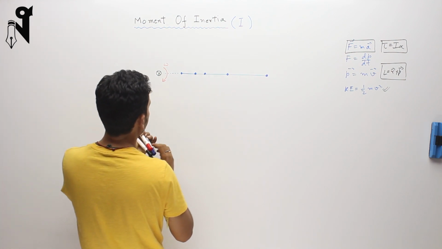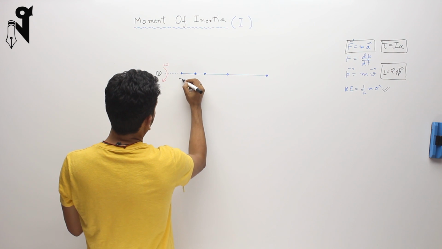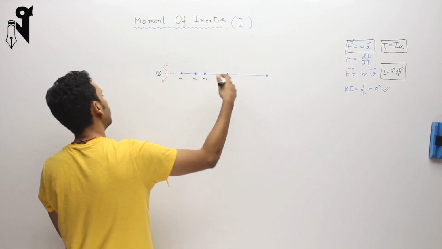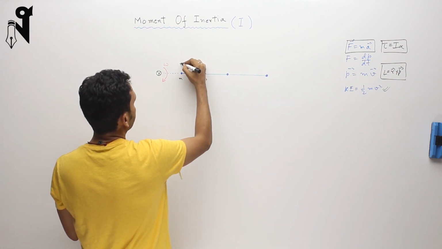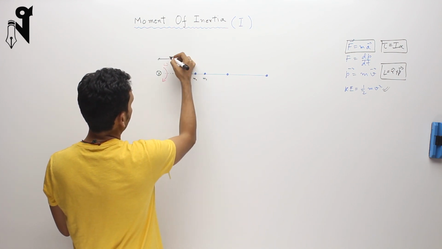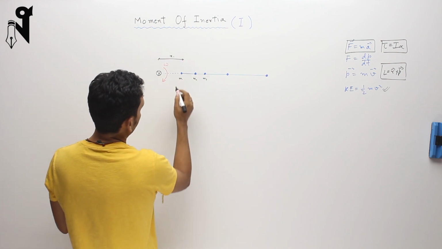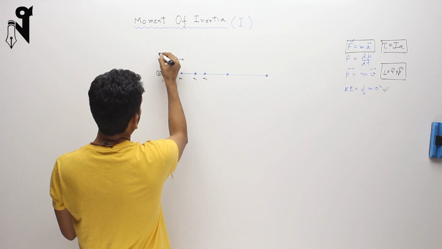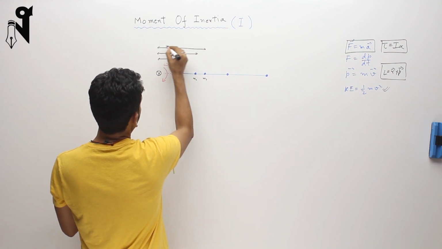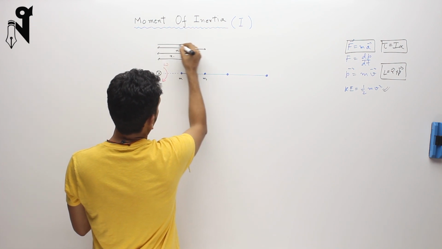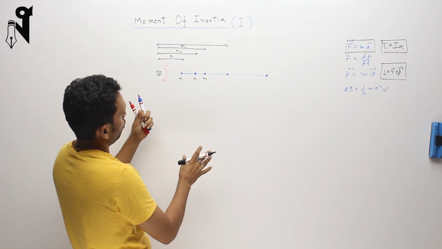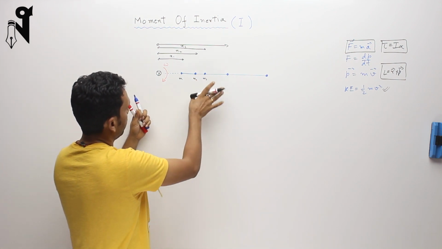Let the masses be, say, m1, m2, m3 and so forth, m4, m5, mn, and this is x1. So that distance from the point of rotation, from the axis of rotation in fact, of mass m1 is, say, x1, and the next one is, say, x2, next one is x3 and so forth.